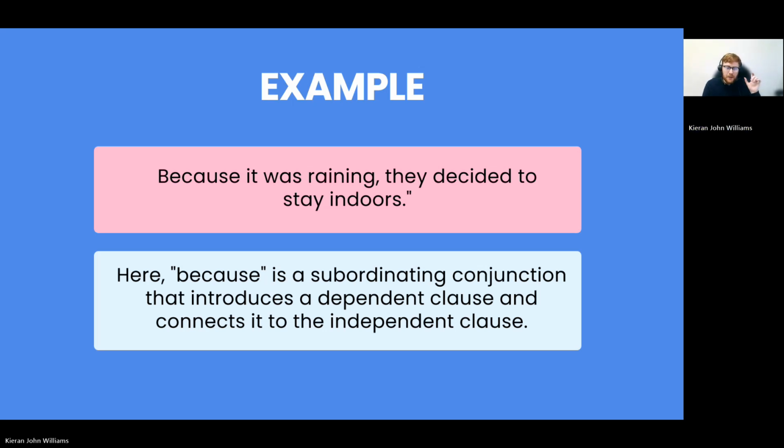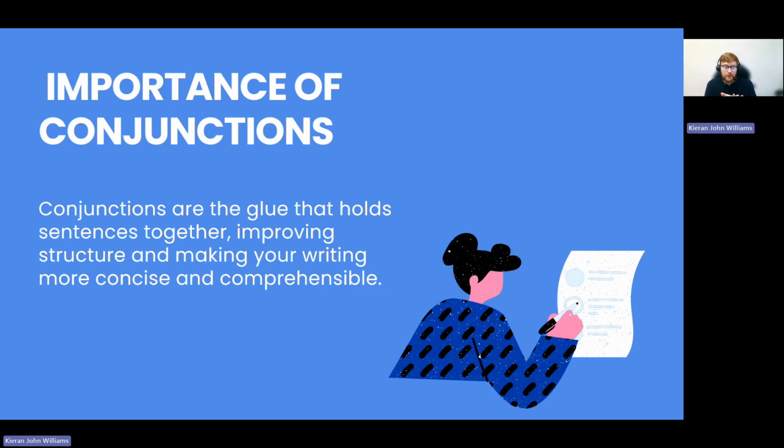So, because is a subordinating conjunction, it connects them together. Because it was raining is the dependent clause, and it only has any sense if we connect it with that independent clause. Okay, so we've used because there to describe a cause and effect, and a result that comes from the other part of the sentence. All right, so it makes it easier to connect them together. It has more logic, more sense. So that is the reason why we use conjunctions.